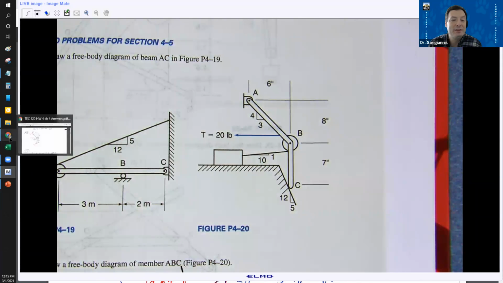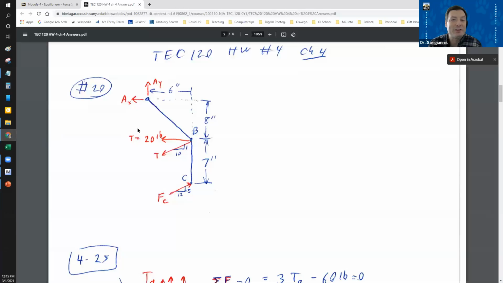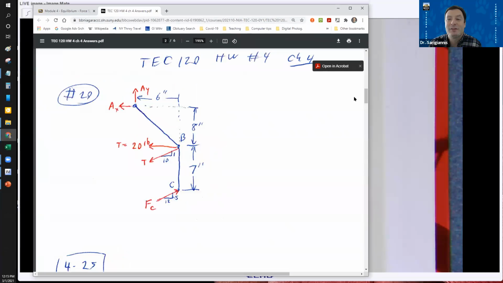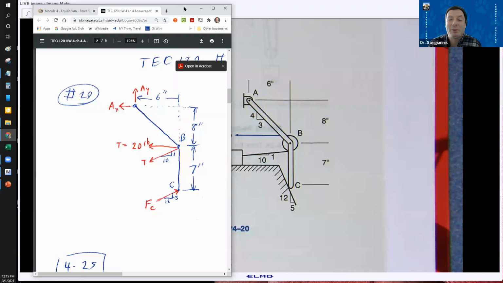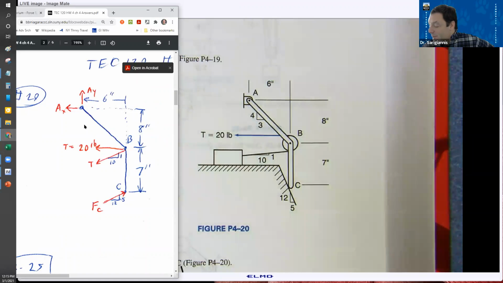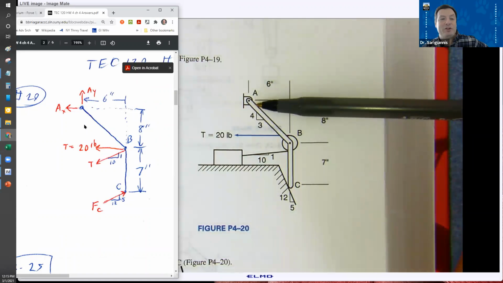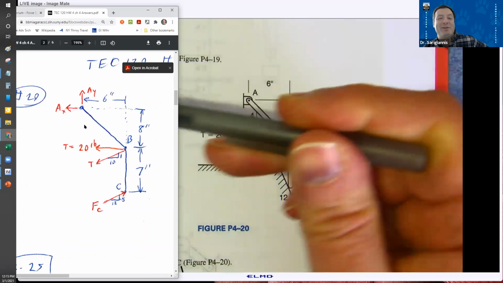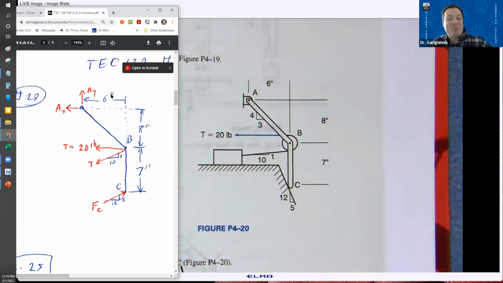So let's look at the free body diagram for this. In fact, I wonder, let me see if I can do this on the same page. This might be more helpful to see. So notice for point A, I replaced the pin joint with two components, AX and AY.